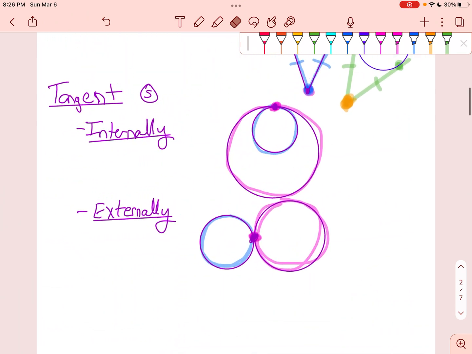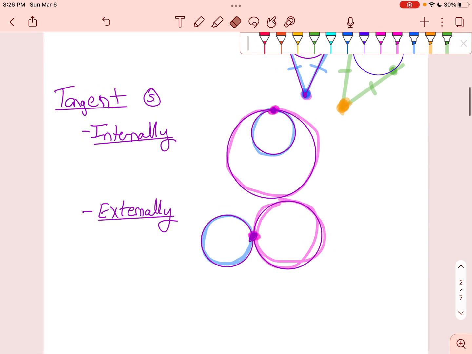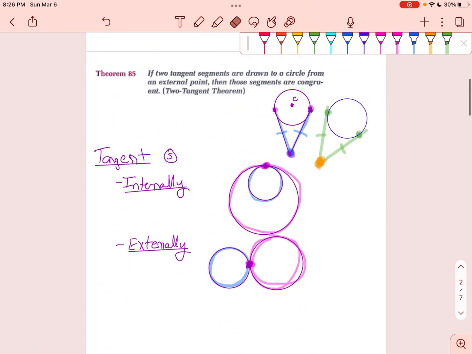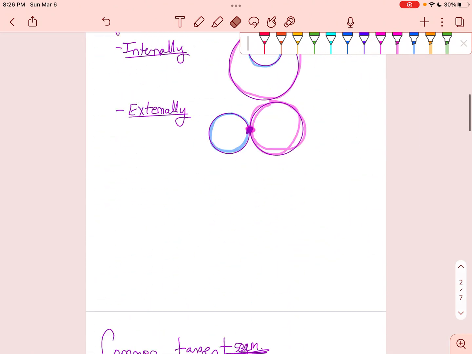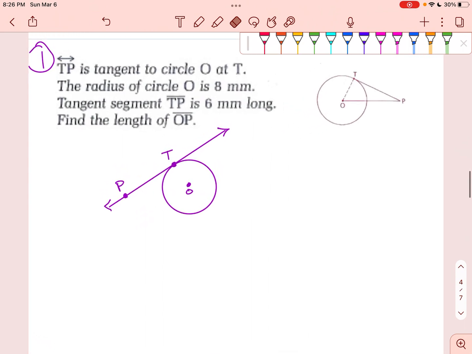Again, going back to circles, plural, can be internally and externally tangent. And this is a common tangent segment. Circles, segment. And then, of course, you got your ice cream cone problem, tangent and secant, and all that good stuff. Okay, so we're going to get into some fun problems.